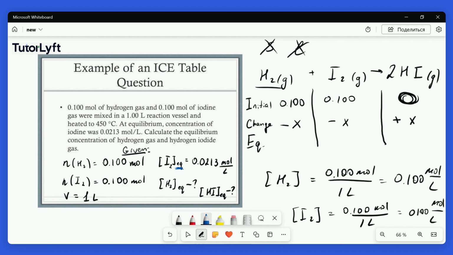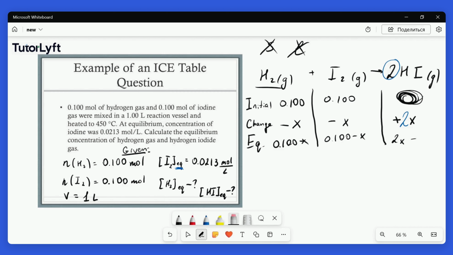But look at what you have for the product. Now let's go back to the chemistry, actually. We have 2, so 2 will be put over here. So we have 2X. Now at the equilibrium, you can combine these two. So let's combine them. 0.100 minus X. Same thing for iodine, 0.100 minus X. Now 2X, nothing, right? We have 0. So you can write plus 0, but it really doesn't make sense. They're basically done.